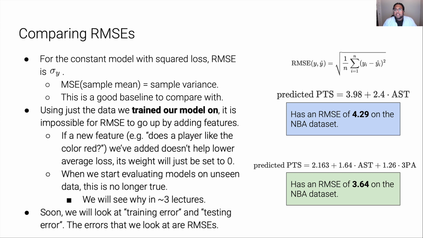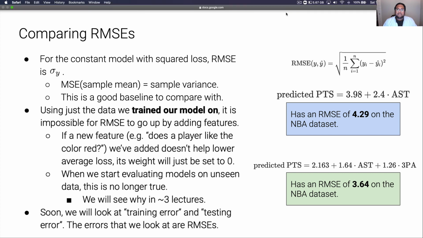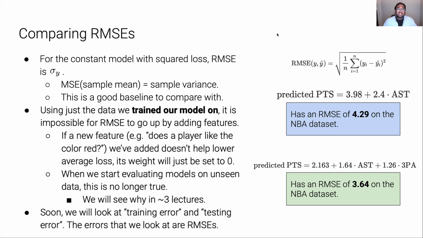So adding more features never hurts us when we are evaluating mean squared error on the data set that we are training our model on. But soon we will start evaluating our model on data sets that we didn't use to train it. And in those situations, it's no longer the case that adding more features can't make our model worse. In general, adding more features could be a good thing or could be a bad thing when it comes to the generalizability of our model.